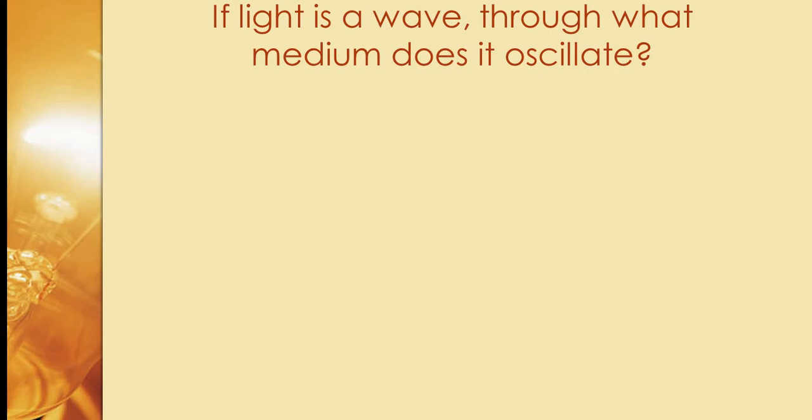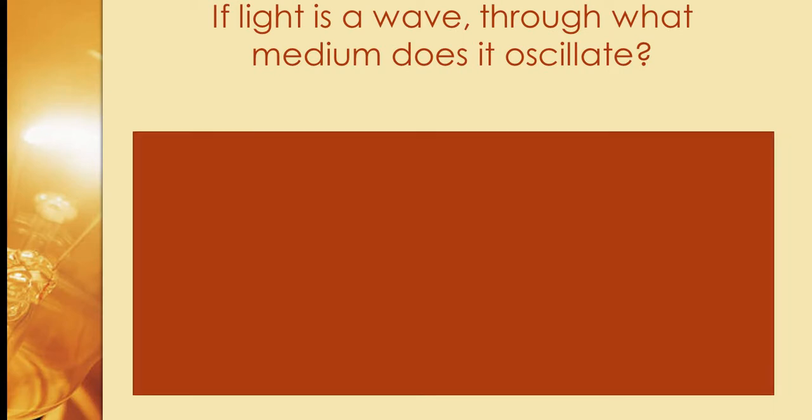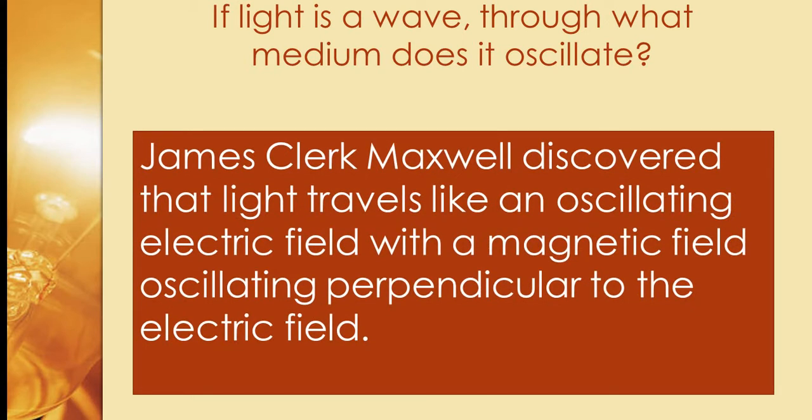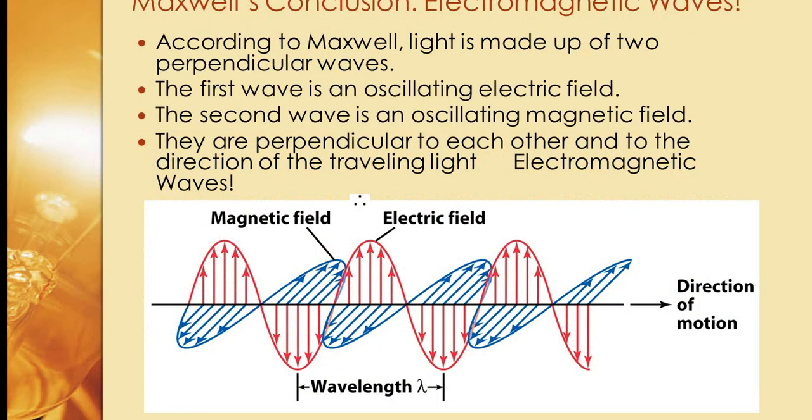Alright. If light is a wave, through what medium does it oscillate? Remember we talked about waves going through a medium with our sound example. James Clerk Maxwell discovered that light travels like an oscillating electric field with a magnetic field oscillating perpendicular to it. Wow. Okay, so James Clerk Maxwell is one of the most brilliant people out there. I think we've talked about him already, right? Very brilliant. And here's what he was thinking, his conclusion, that these are what electromagnetic waves are.